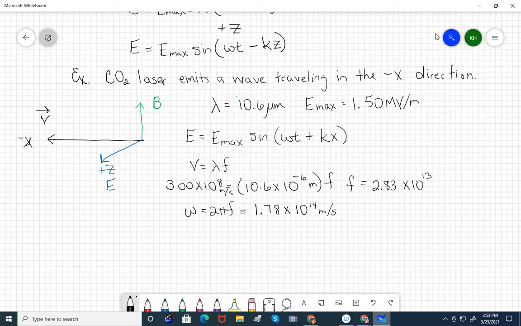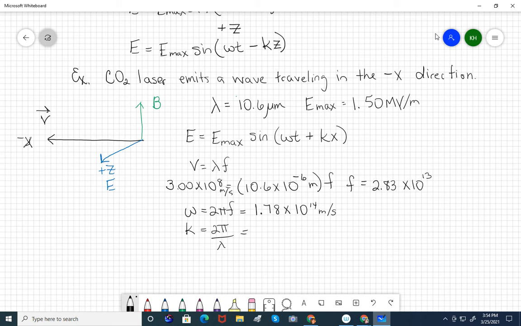So there's omega. k is 2 pi over the wavelength. So I'm going to say 2 pi, and I'm going to divide it by that 10.6 times 10 to the negative 6.